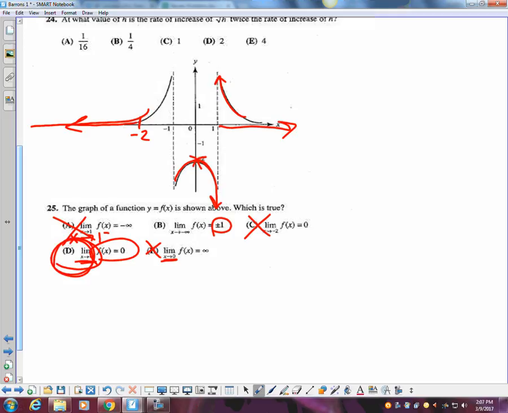The point is, when you do the limit, this is the x you're approaching, and the result is the y value the function is approaching. Make sense? Okay, what's next? 26.